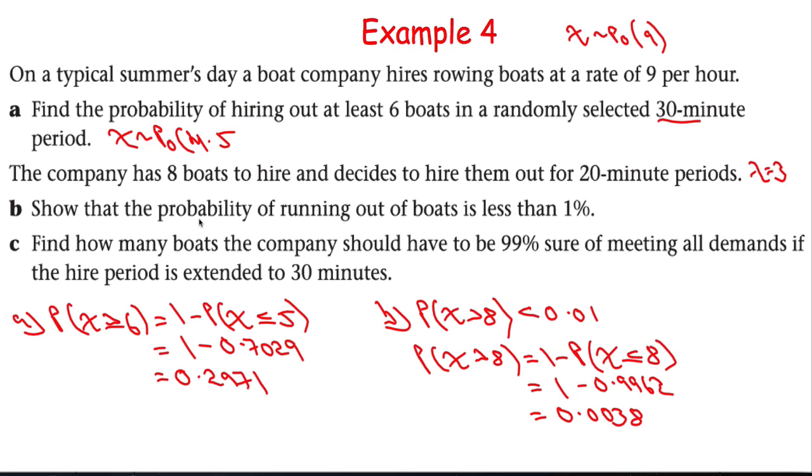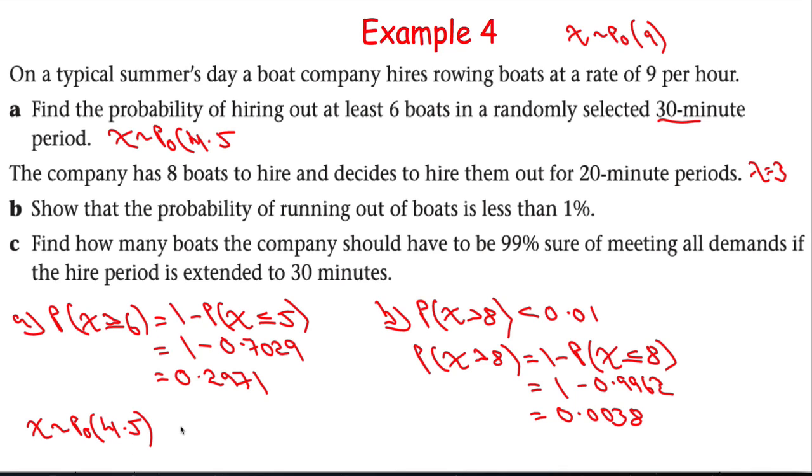And then the final part says, find how many boats the company should have to be 99% sure of meeting all demands if the hire period is extended to 30 minutes. Well, if the hire period is extended to 30 minutes, that means x is going to have a Poisson distribution with parameter of 4.5 now. If the rate is 9 per hour, in every half hour it must be half the number of boats, so it will be 4.5.